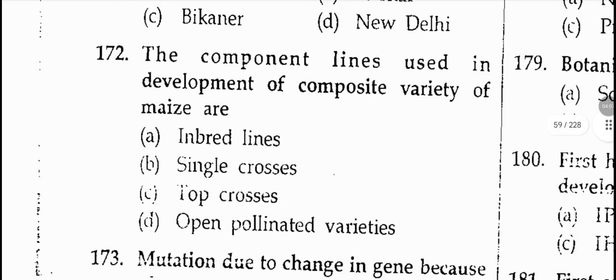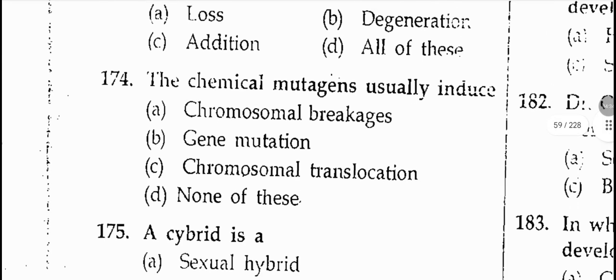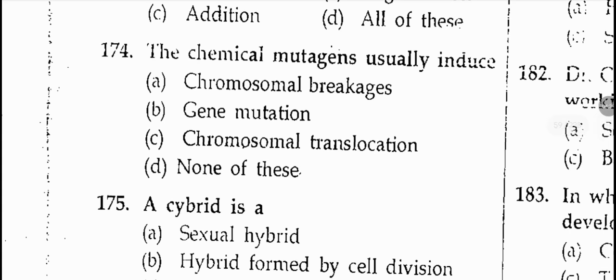Question number 172. The component lines used in the development of the composite variety of maize are, that is D, open pollinated varieties. Question number 173. Mutation due to change in a gene is because of, that is D, all of these: loss, degeneration, and addition. Question number 174. The chemical mutagens usually induce, that is B, gene mutation.